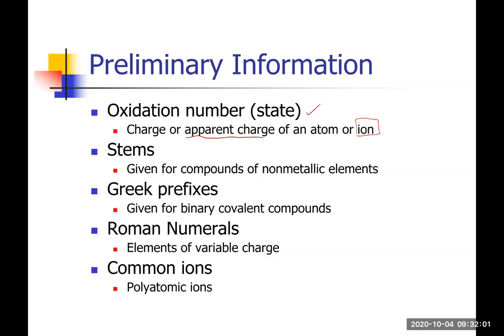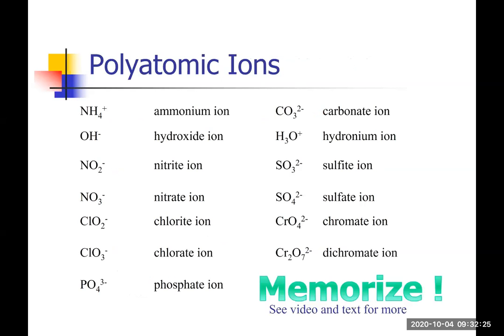There are stems that are given for compounds that are non-metallic. There are Greek prefixes given for binary covalent compounds. There are Roman numerals, which are used when we have variable charge, and common ions, the polyatomic ions, those ions that you're going to need to commit to memory. Here's a list to get you started, and you can see this big "memorize" at the bottom. You won't be given a table of these polyatomic ions for the exam. They've got to be committed to memory.